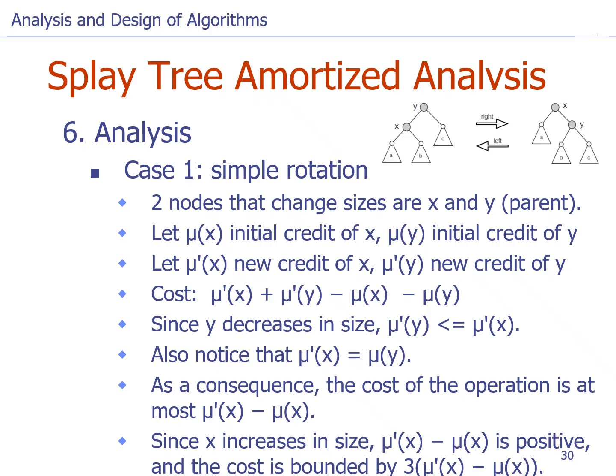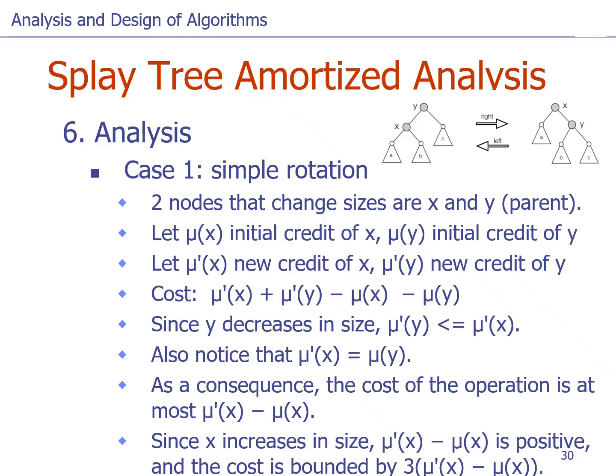Adding up mu dash X and mu dash Y will result in the total amount of dollars that currently exist in both balances. But that will not be the cost. To get the cost, it's going to be the difference between the old balances and the new balances. So I'm adding up the new balances for X and Y, which is mu dash X and mu dash Y, and I'm subtracting from it the old balances, which is mu of X and mu of Y. This difference between the new balances and the old balances is actually the cost of this operation. Okay? Now, since Y decreases in size, mu dash Y will always be less than or equal to mu dash X.